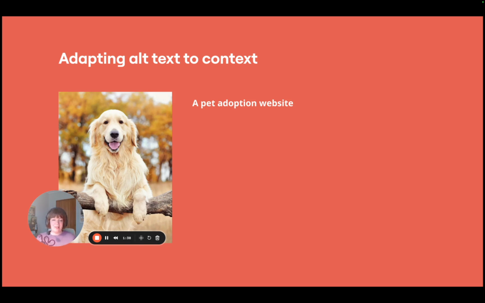So if you were publishing this image on a pet adoption website, what is the purpose of the image within the content? You're probably trying to highlight the dog itself. Maybe this beautiful dog is up for adoption, or you're just trying to highlight the friendly, gregarious nature of golden retrievers. So alt text for this image on a pet adoption website could read, a golden retriever having fun in a field, showing its friendly nature.